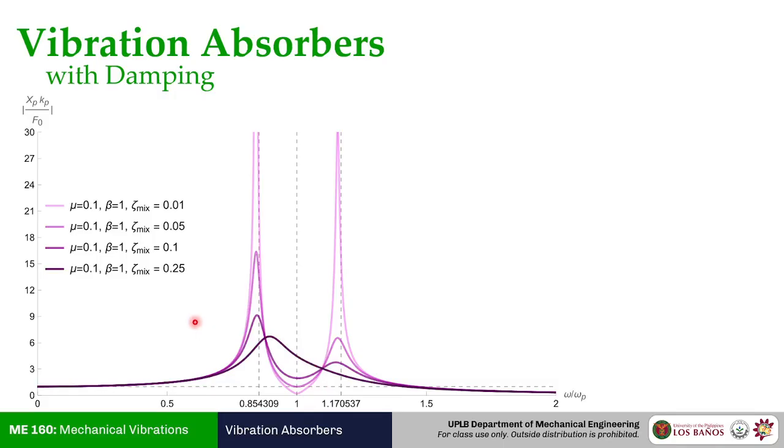And another thing that's interesting is if you look at the four curves here, they all intersect at two particular points. So regardless of zeta mix, they will always intersect at these two particular points.